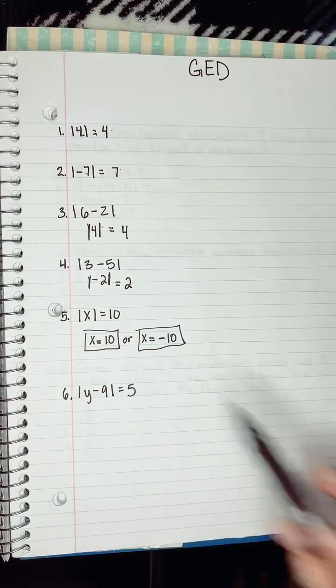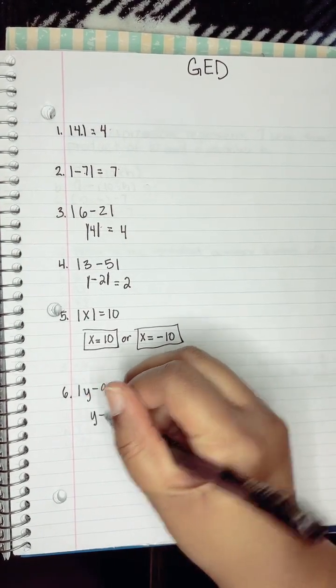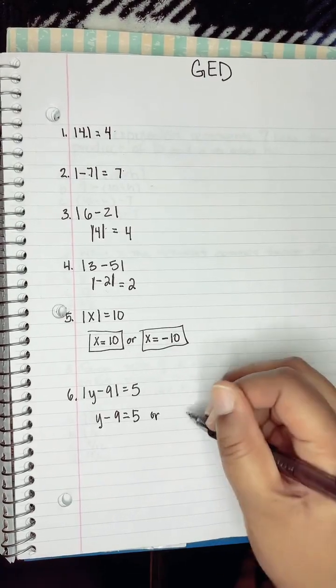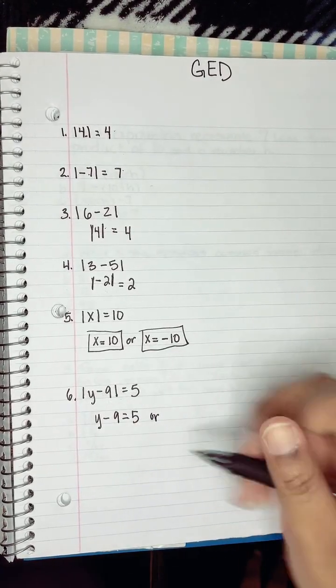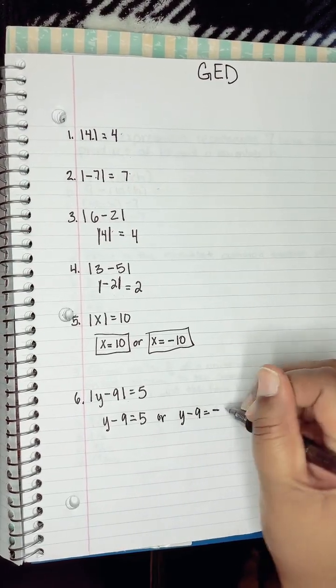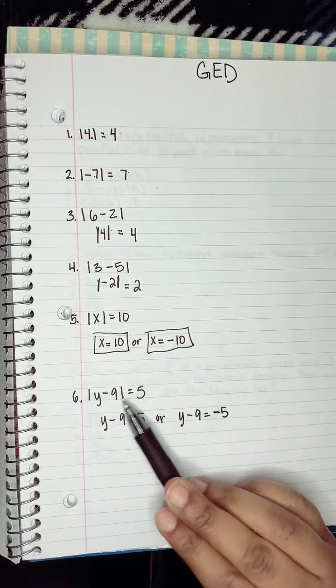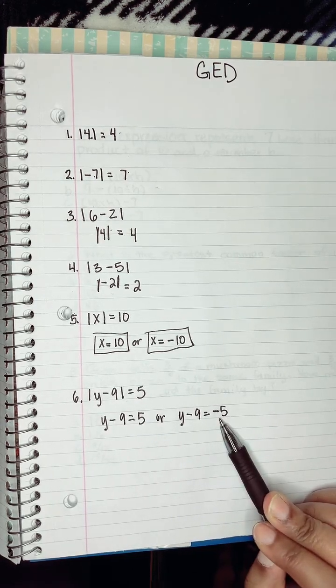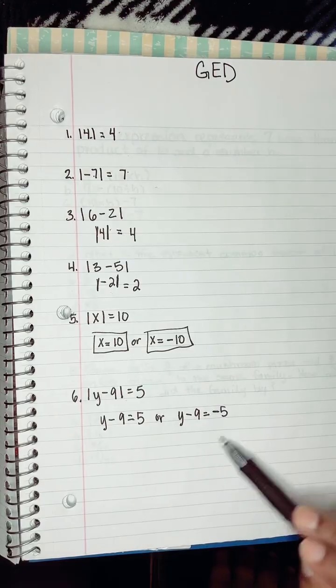So when we write this, we're going to write y minus 9 equals a positive 5, or to get the other side, we write y minus 9 equals a negative 5. So you have to set both of these equations equal to a positive and a negative. And then we solve.